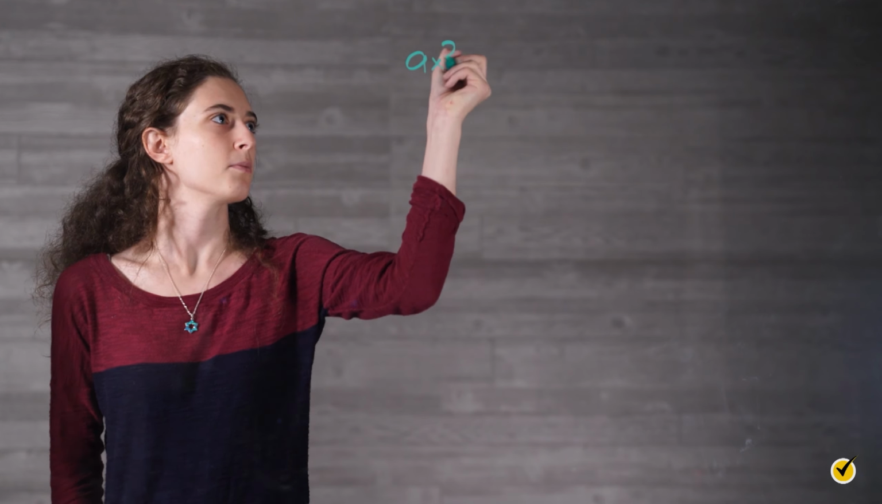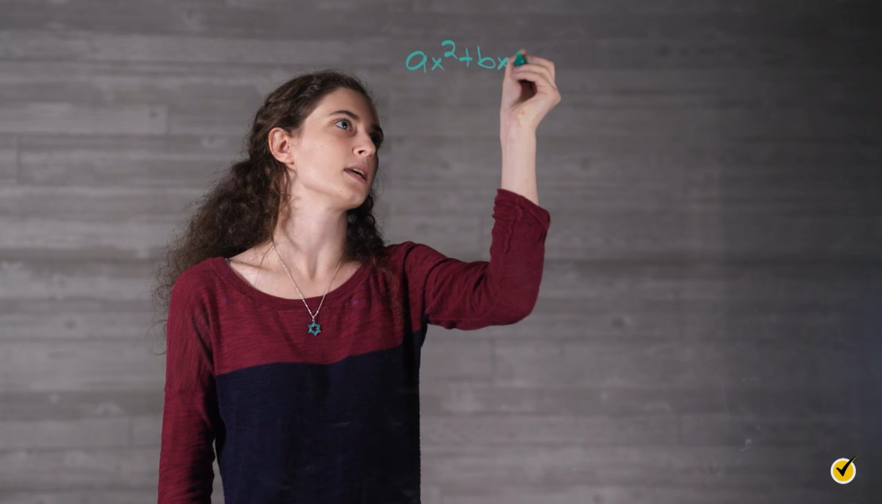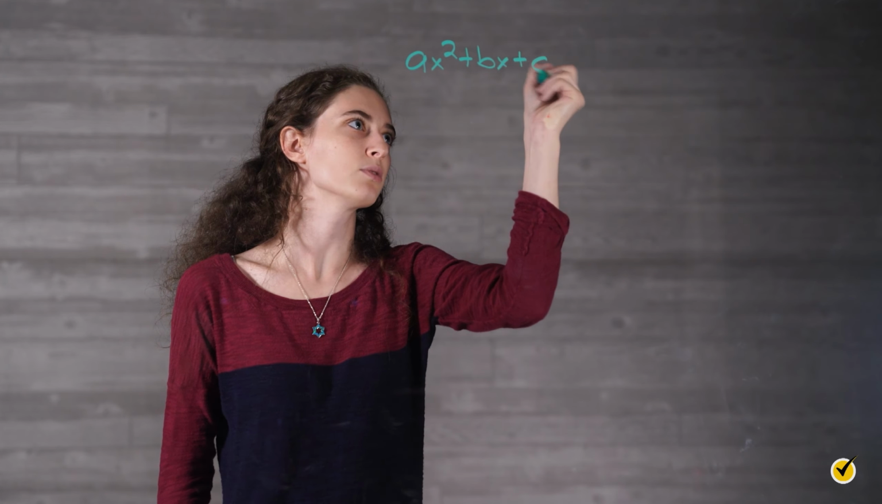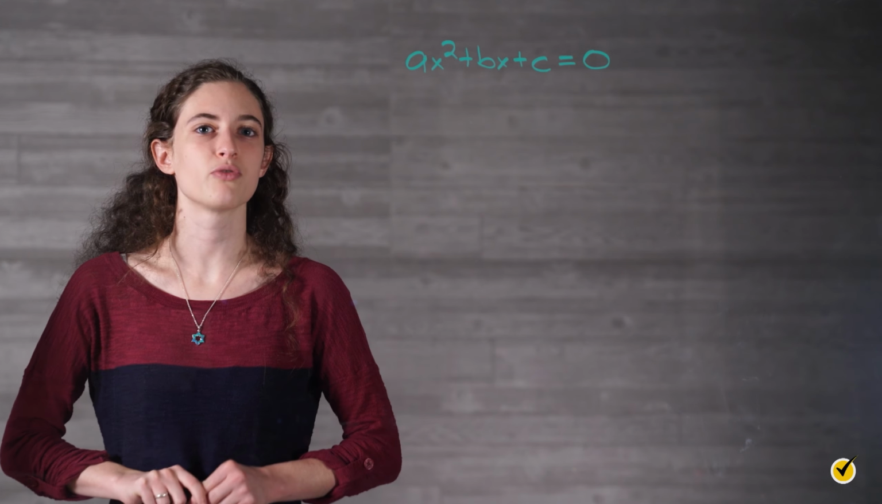Before you get started with any solving method, make sure your equation is written in standard form: ax squared plus bx plus c equals 0. This will prevent errors and can provide insight into choosing the most appropriate method for solving an equation. If your equation is not in standard form, simply add or subtract terms as needed.